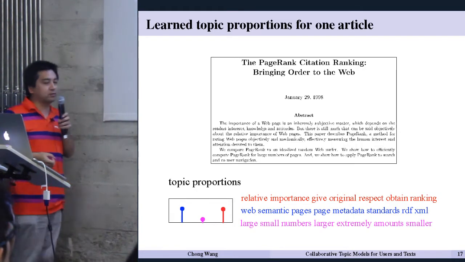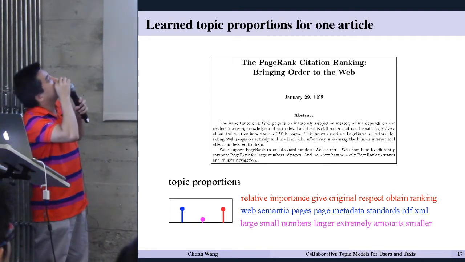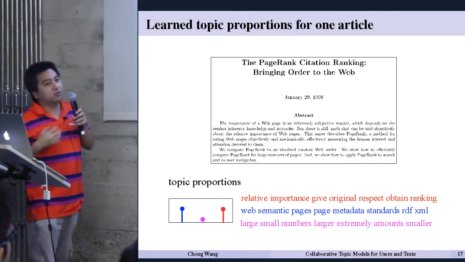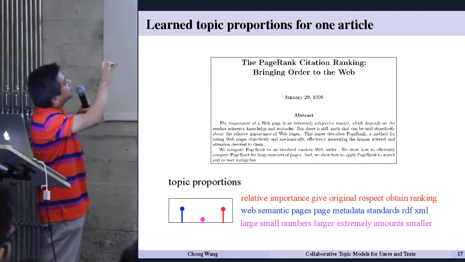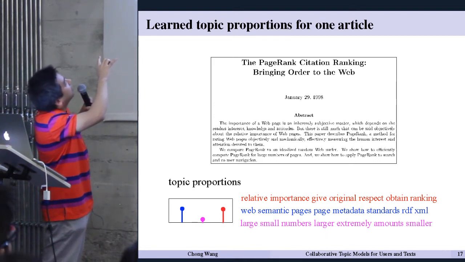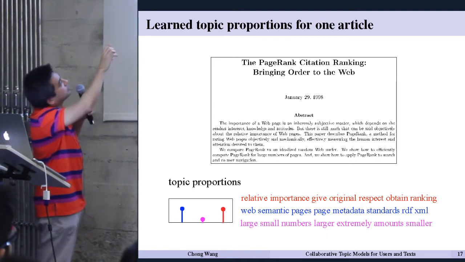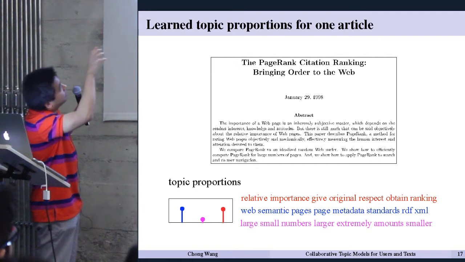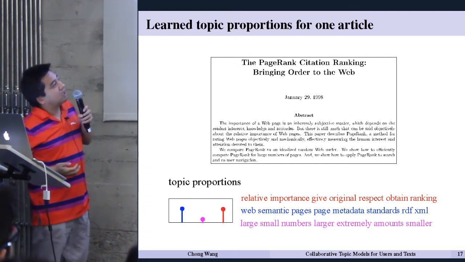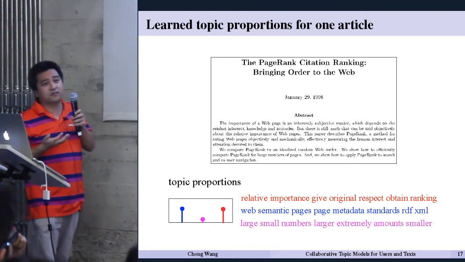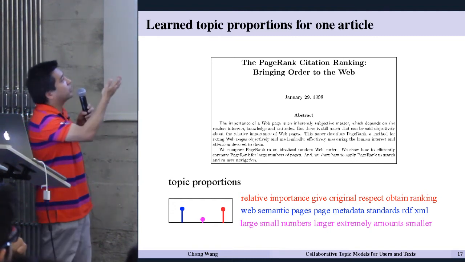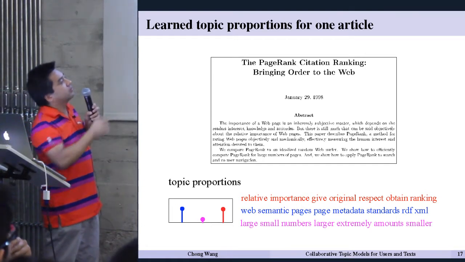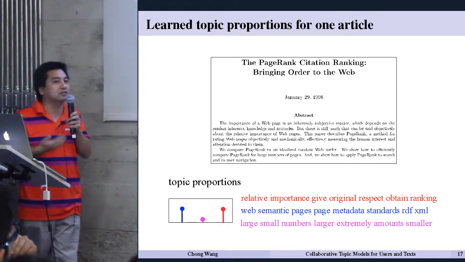And here are the topic proportions. For example, here's one document, the PageRank citation ranking, which is a very popular, very famous article. When you analyze these topic proportions, it looks like it has higher topic proportions on the blue topic and the red topic. The red topic, yes, basically talks about how you rank a document, and things like web pages. But it has a very low topic proportion for the last topic you saw here. Maybe this document is actually not talking about this thing.